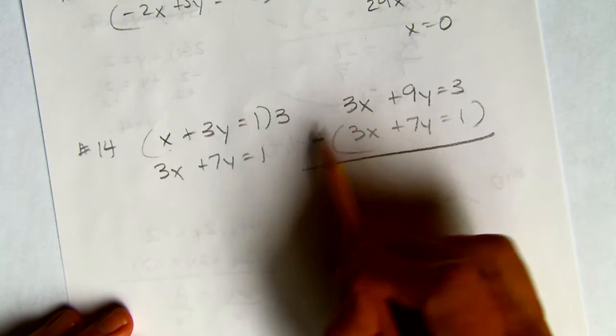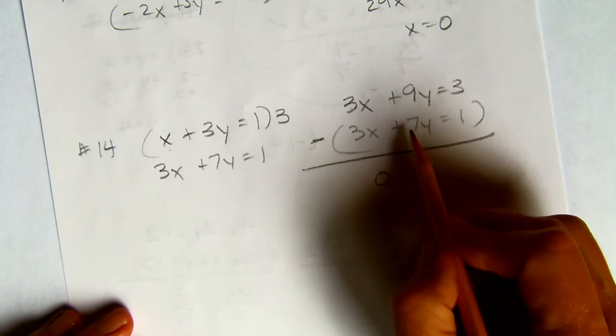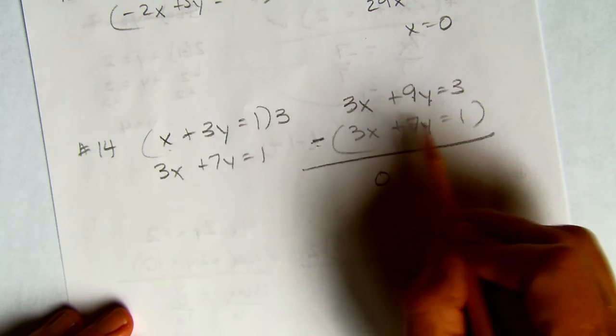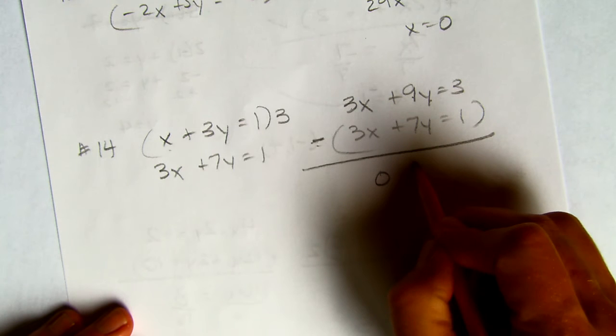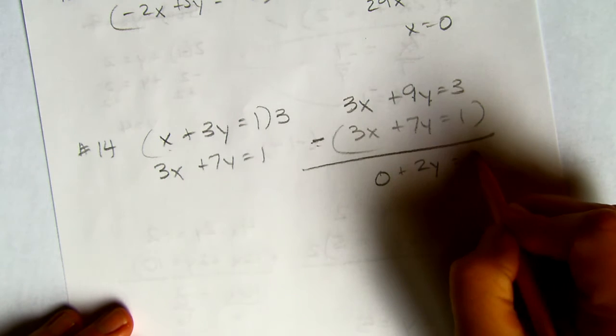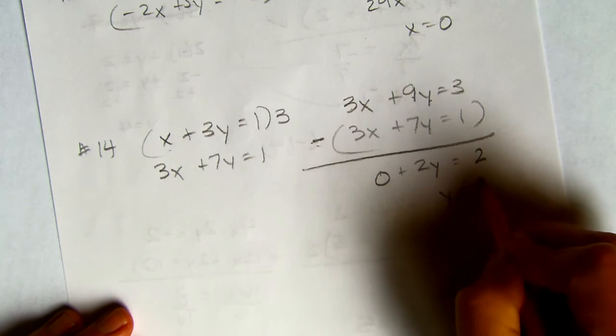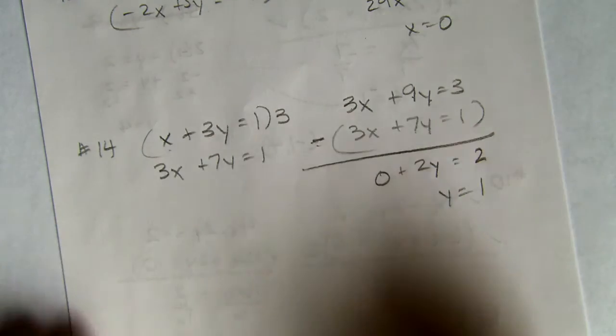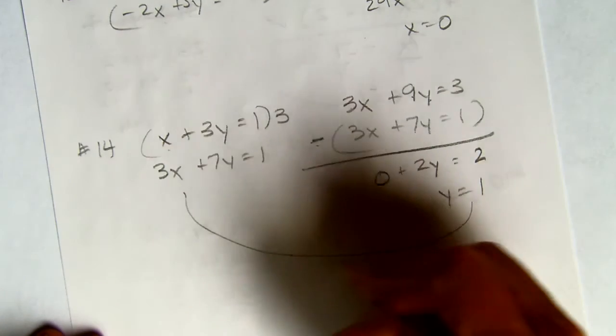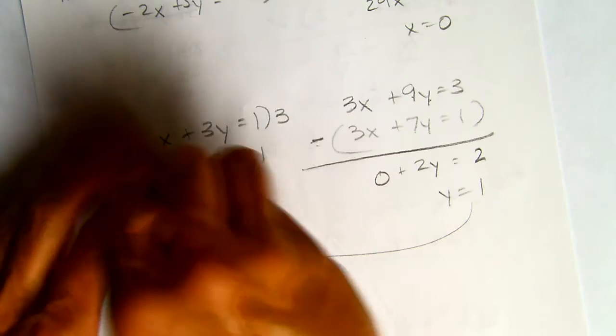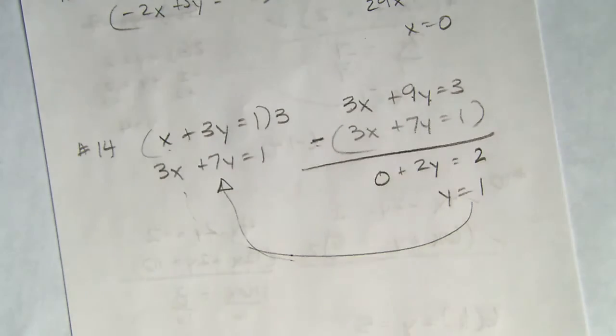I subtract, and then 3x minus 3x is 0. They eliminate. 9y minus 7y is 2y. And 3 minus 1 is 2. Again, that works out pretty nicely. Y equals 1. Now go back. Whoops. Now go back and find x.